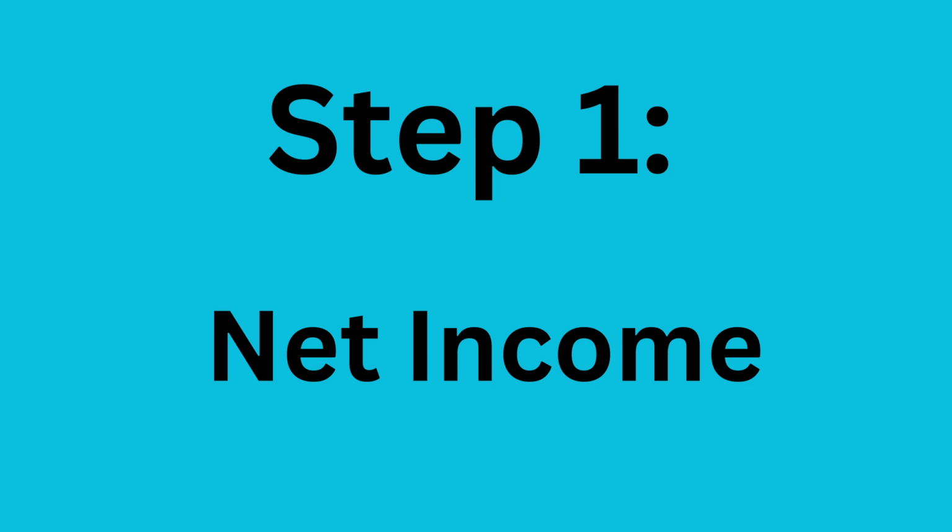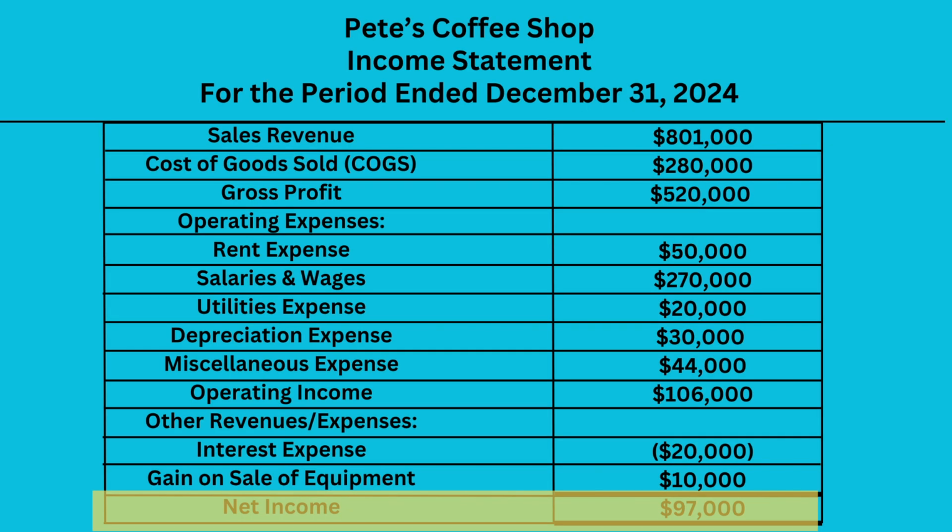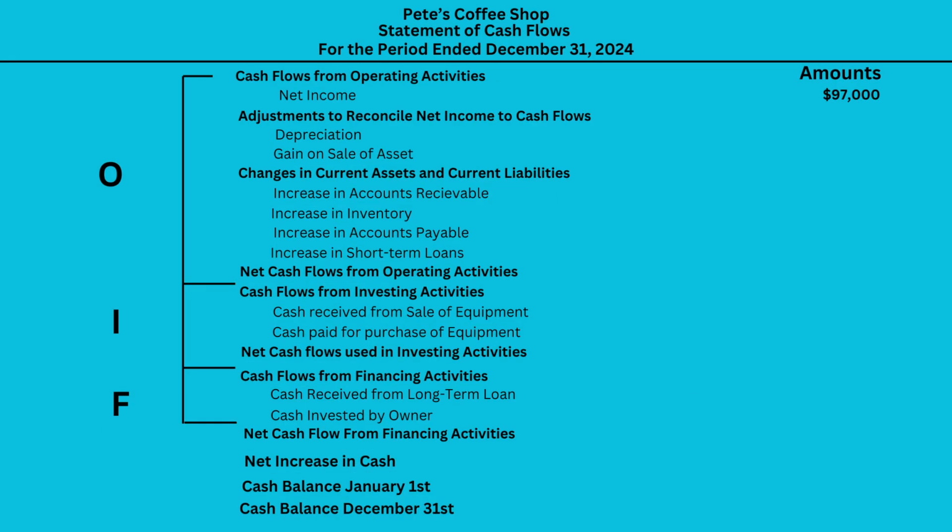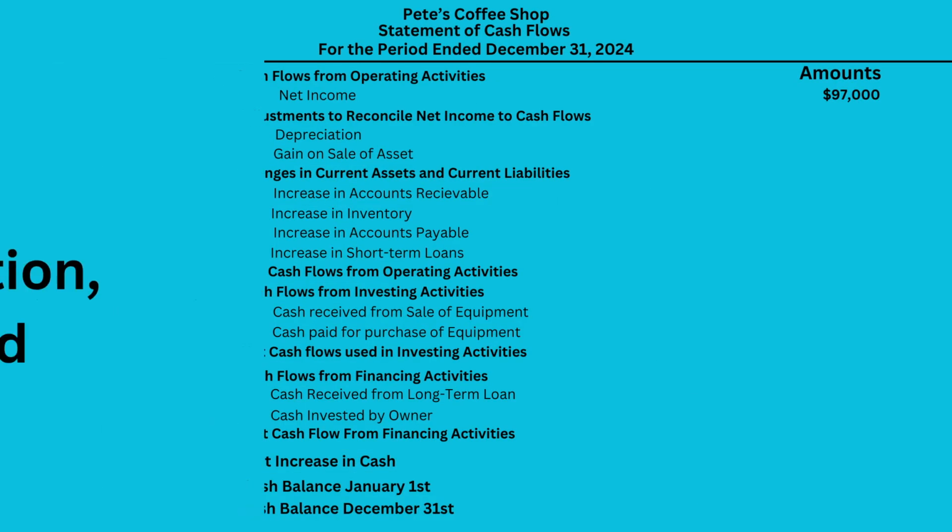At the top, we list the company name, the name of our financial statement, and the date. Now let's start reconciling our cash flow from operating activities. We start with net income. Net income can be pulled directly from the bottom line of the income statement. We can see that during the year, Pete's Coffee Shop made $97,000 in net income.